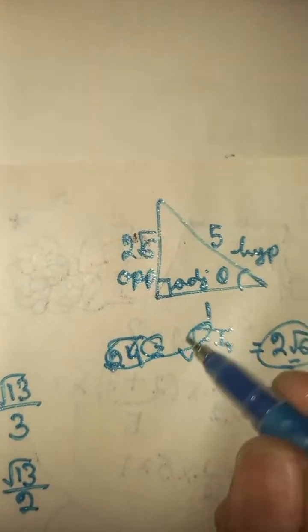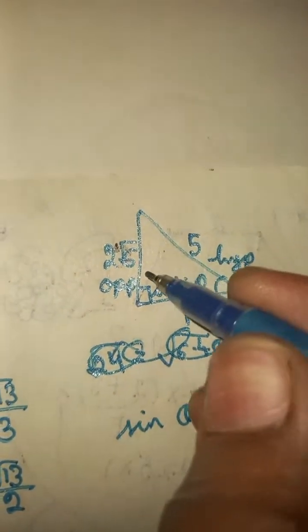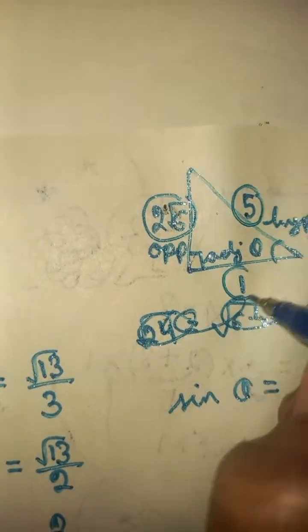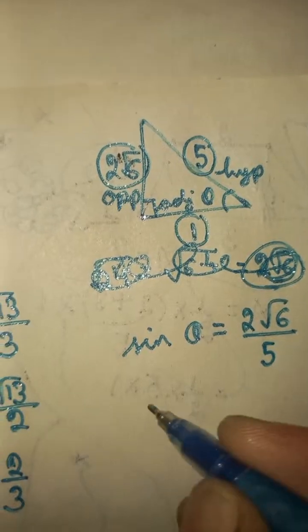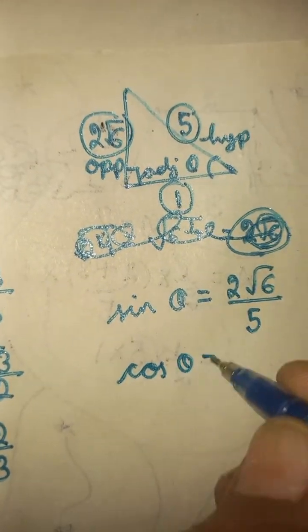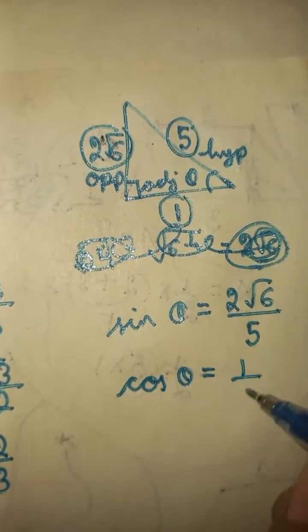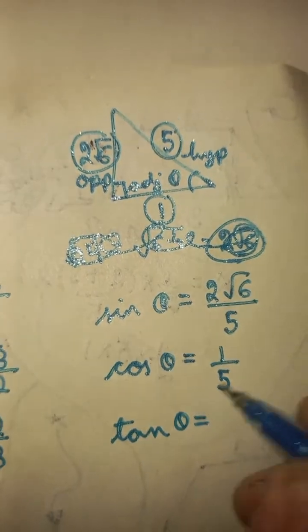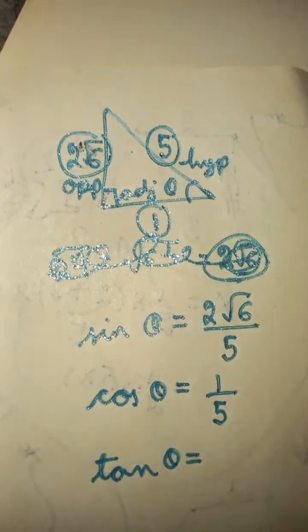Now you're going to get sine of theta. Sine of theta means opposite by hypotenuse, that is 2 root 6 by 5. Now let's write what is cos theta. Cos theta is adjacent by hypotenuse, so it is 1 by 5. Now let's write tan of theta. Tan theta means opposite by adjacent, that is 2 root 6 by 1.